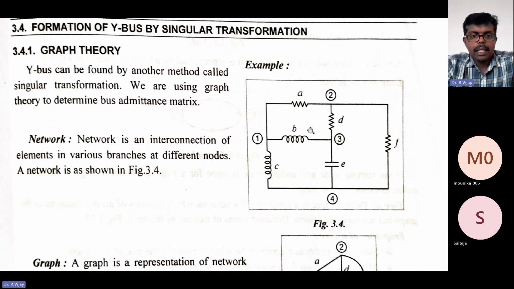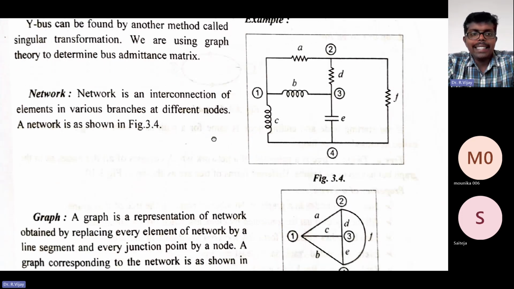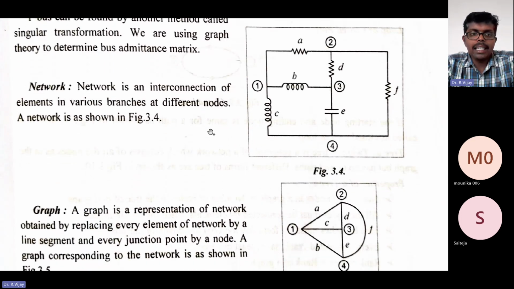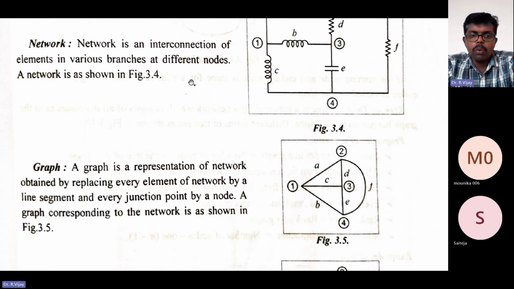Okay. So, for example, what is a network? A network is an interconnection of elements in various branches and different nodes. Say, for example, in this figure, one network is shown. There are various elements in various branches and in different nodes. In this figure, there are four nodes: 1, 2, 3, and 4. And there is an interconnection of various elements in various branches at different nodes. So that is called the network. You need to know what a network is.